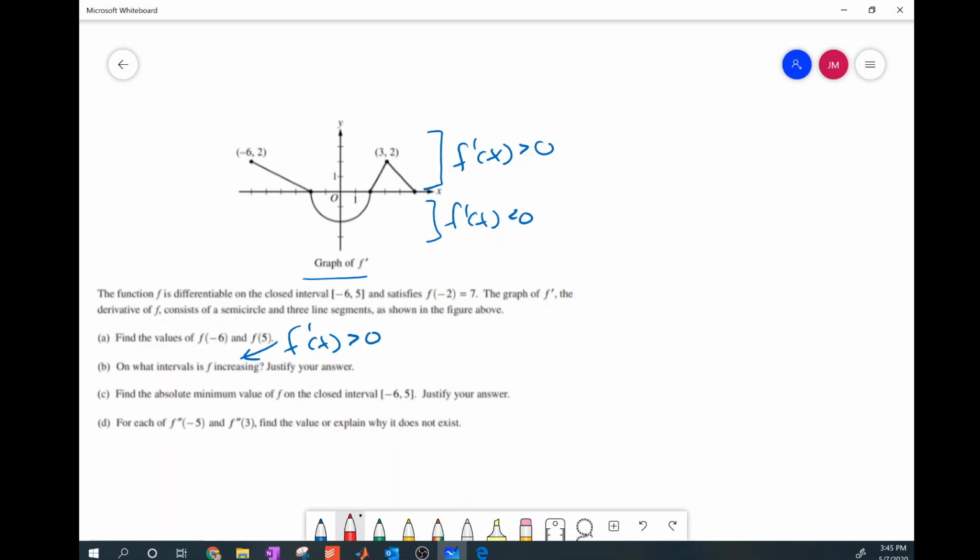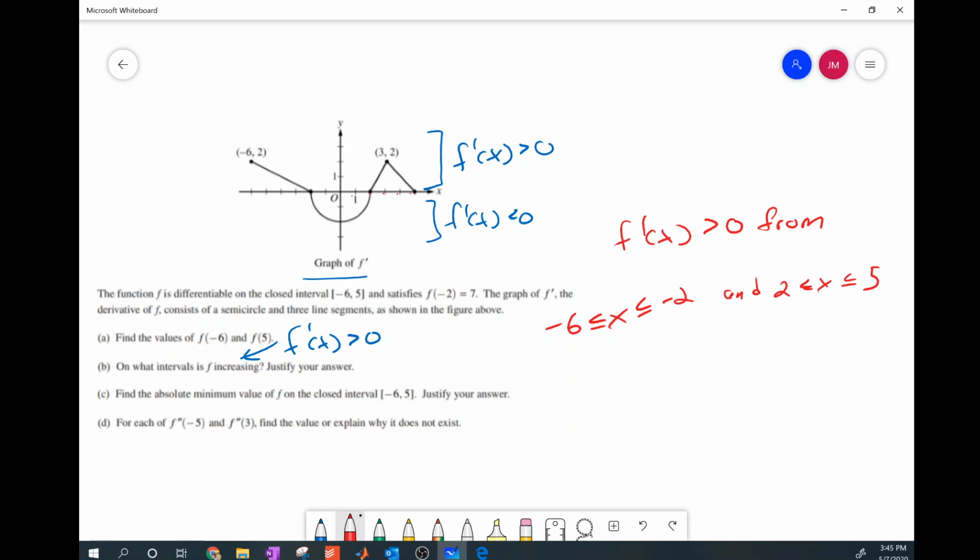So that would be then f prime of x is greater than 0 from negative 6 less than or equal to x less than or equal to negative 2. And from 2 less than or equal to x less than or equal to 5.